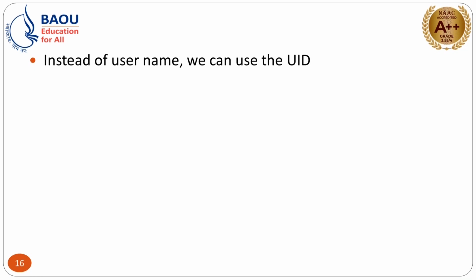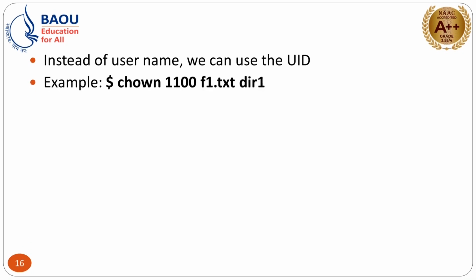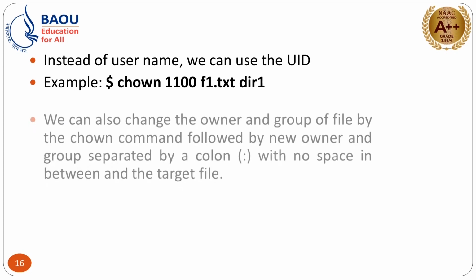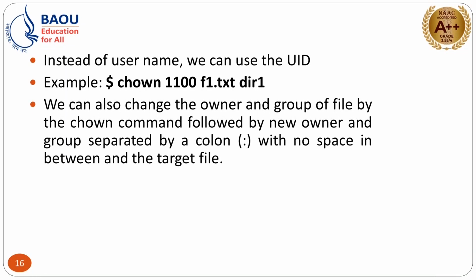Now suppose you don't want to use the username, you want to use the user ID, you can use UID. You can see here the example, instead of the username we are using the user ID, that is 1100. You can see the user ID with the help of the id command. Whenever you write id on your terminal and press enter, you can see the users with their user IDs. Then after the colon sign, you can see the user and the group.